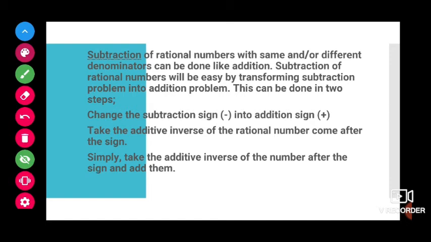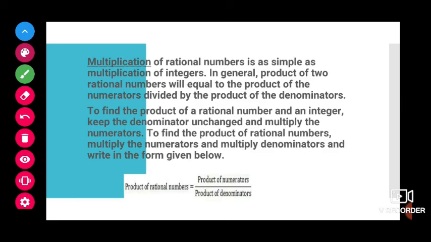If we are having the same denominators, then we can add or subtract the numerators based on the operation. If we are having different denominators, take the LCM and first equalize the denominators, then we can add or subtract the numerators. Only the extra step: take the additive inverse of the subtrahend which we are going to subtract. For that we have to take the additive inverse. If it is a plus, we will take it as a minus. If it is a minus, we will take it as a plus.